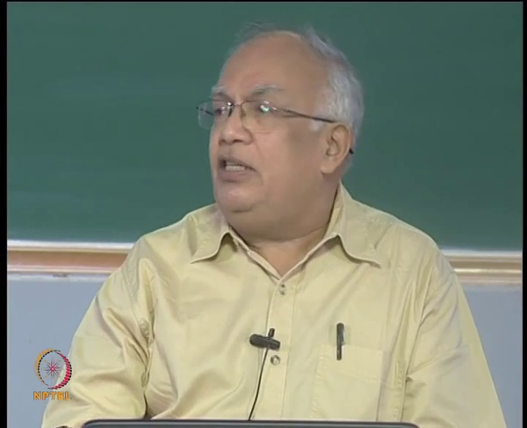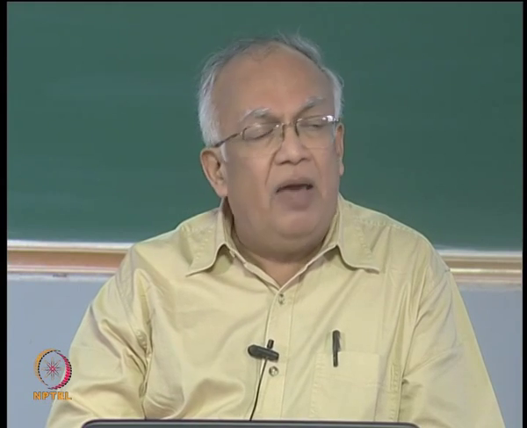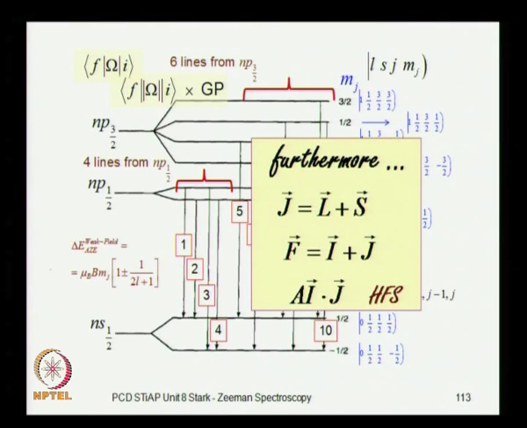So likewise, there is an additional internal structure which is the hyperfine structure, and this comes from the nuclear spin. And the nuclear spin angular momentum, which we have represented here as this I. So this is the nuclear spin angular momentum, and this would couple to the net angular momentum which is coming from the L plus S coupling, and you get the hyperfine structure coming from this I dot J interaction.